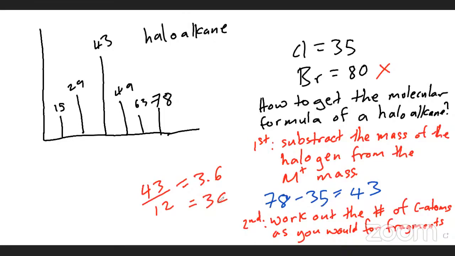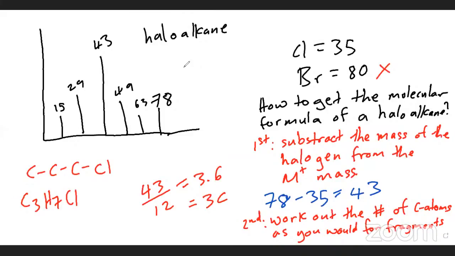So if you get this in under a minute, you can know the structure of your compound. You know it has 3 carbons and it's chlorine. So this is the structure of your haloalkane, and the molecular formula would be C3H7Cl. So that's your compound. That's how you would do it.